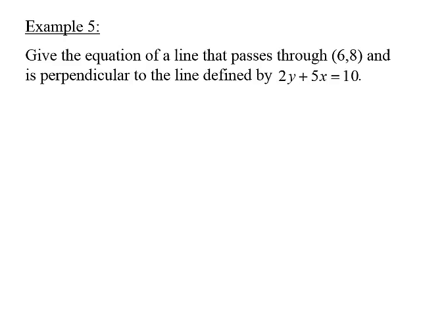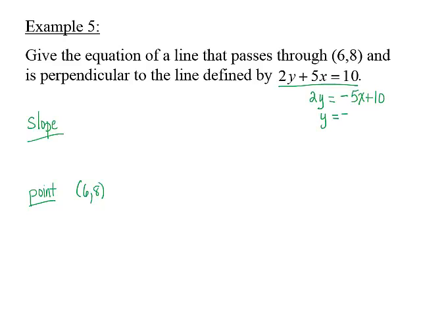Another example is to give the equation of a line that passes through 6, 8 and is perpendicular to the line defined by 2y plus 5x equals 10. To write our equation, we need a slope and a point. Our point is given. To find the slope, we need to find the negative reciprocal of the slope of the given line. We solve the equation that's given for y to get 2y equals negative 5x plus 10. Divide by 2, y equals negative 5 halves x plus 5.